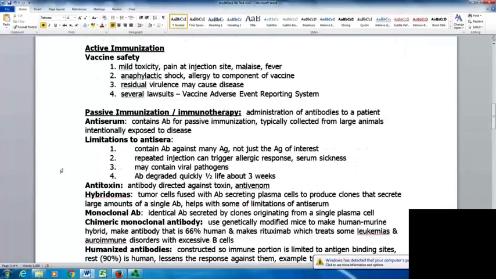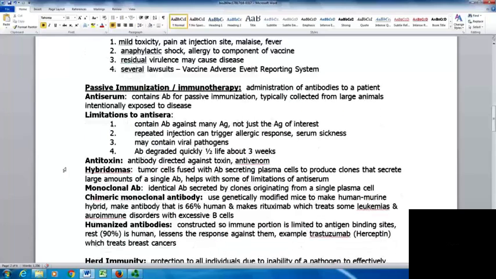So when we look at passive immunization or immunotherapy, this is the administration of antibodies to a patient. An antiserum is going to contain antibodies for passive immunization. It's typically collected from large animals that are intentionally exposed to the disease. There are some limitations to the antisera. It can contain antibodies against many antigens, not just the antigen of interest.